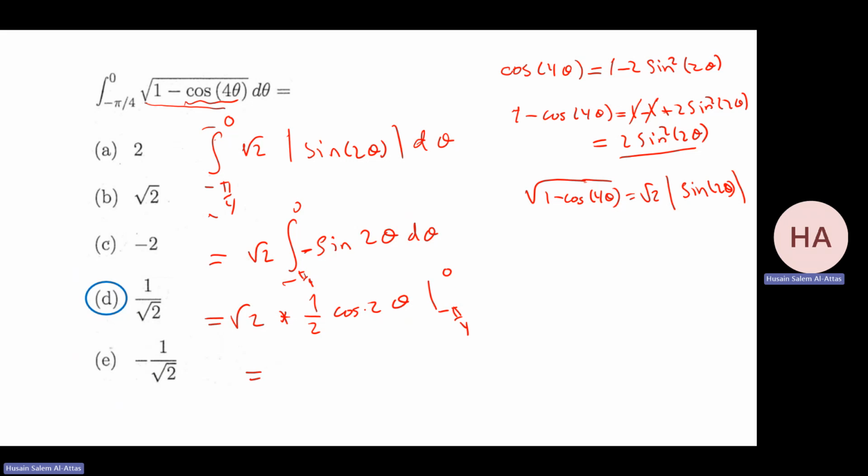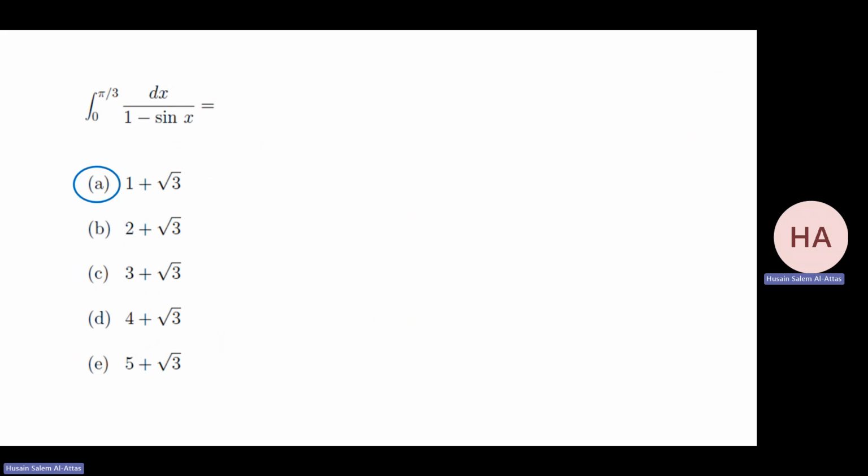That gives me what? Cosine 0 is 1, square root 2 over 2. Sine pi over 2 is 0. Actually, if you rationalize it, that will be 1 over square root of 2, which is the way they write it.